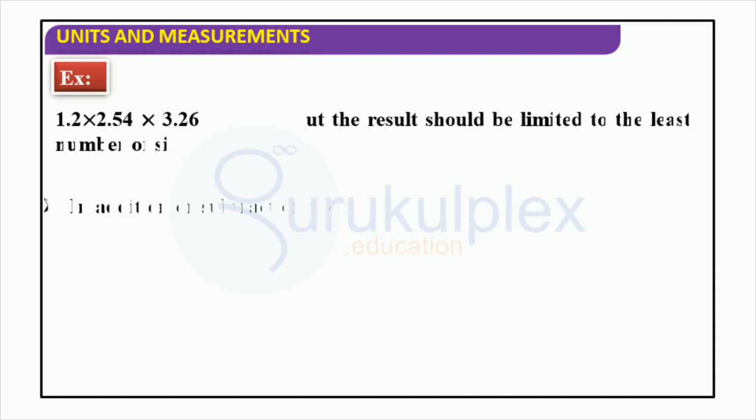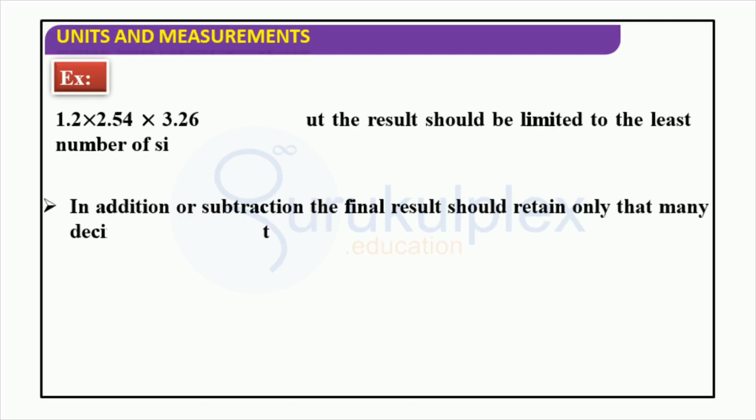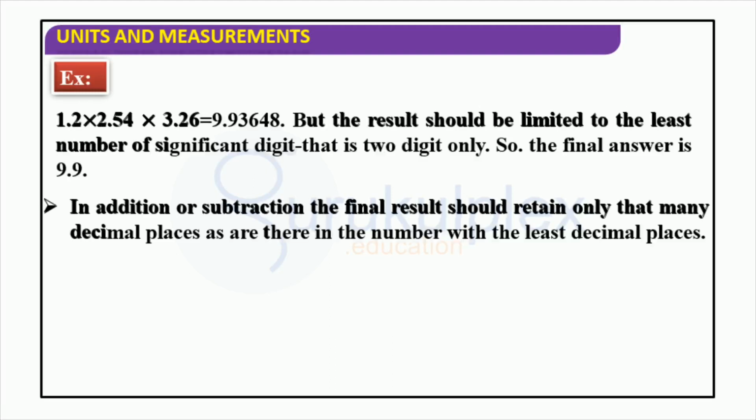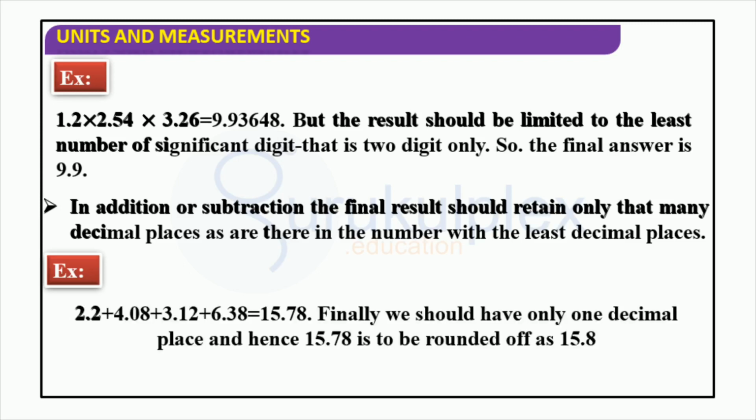We'll look at units and measurements. As an example, adding 2.2, 4.08, 3.12, and 6.38 gives a sum of 15.78, which should be rounded off to 15.8, due to only needing 1 decimal place in the final answer. Multiplying 1.2, 2.54 and 3.26 together produces a result to be limited to 2 digits, equaling 9.9.